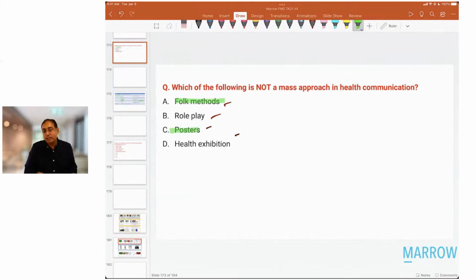Posters, yes, it is a mass method. Health exhibition, yes, it is a mass method. ये जो option है ना, role play is very confusing. Role play is actually a group method and not a mass method of communication.